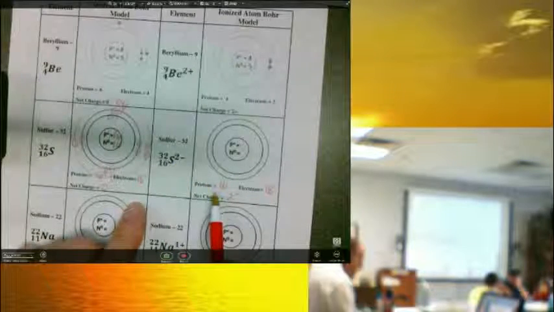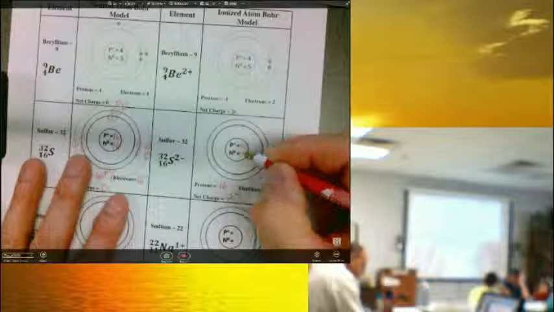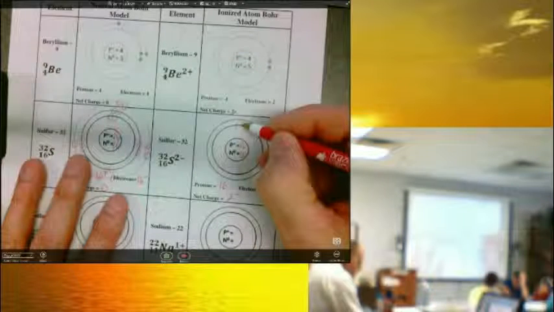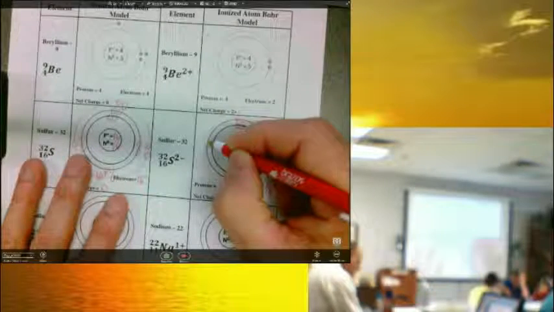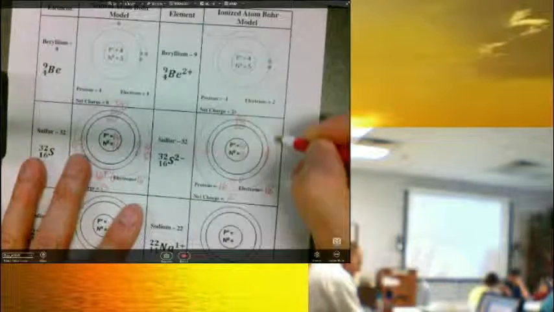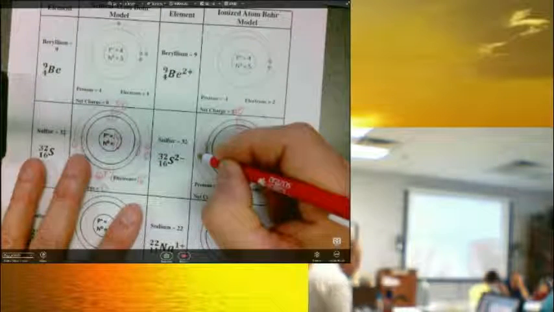Okay. So now when we draw it, we still have 16 and 16. We have 2, 8, and now this shell is going to also have how many? 8. And now both shells are full and it's happy. Remember, the atom wants to have its shells full. All of the electrons have a partner.